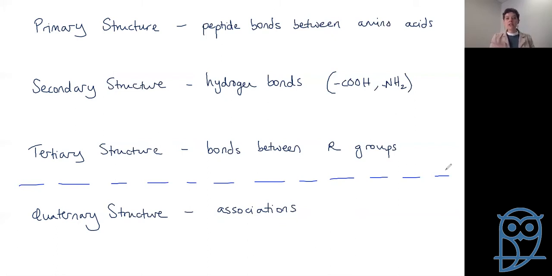Okay, so we're going to now take a little bit of time to look at each of these levels of structure in a little bit more detail, so we've got a thorough understanding of what happens to this collection of amino acids as we move through the levels of structure. So starting at the beginning, primary structure.